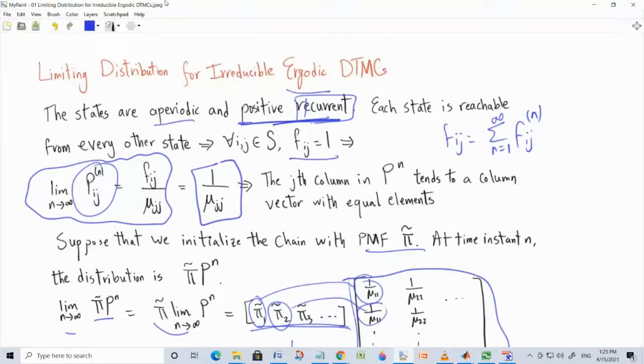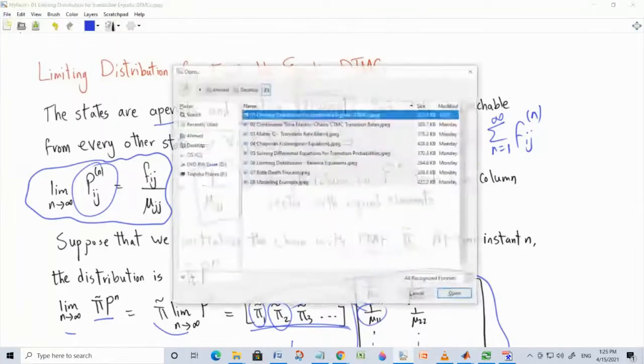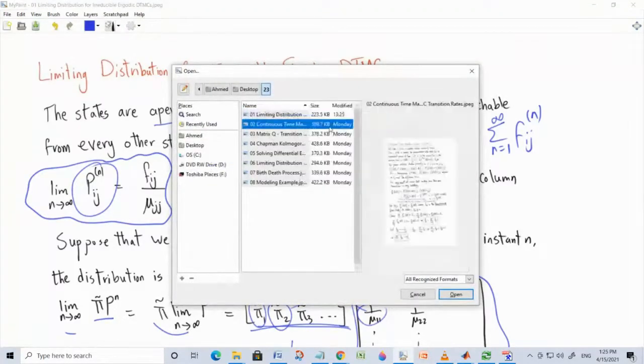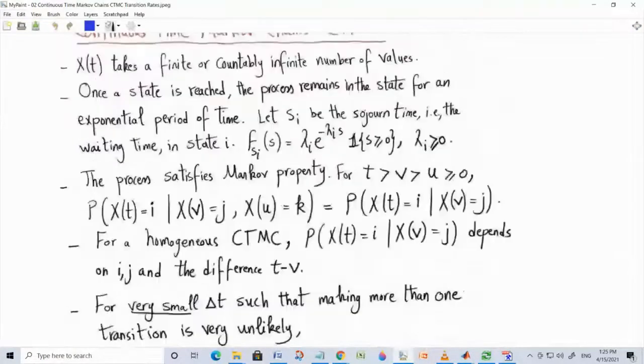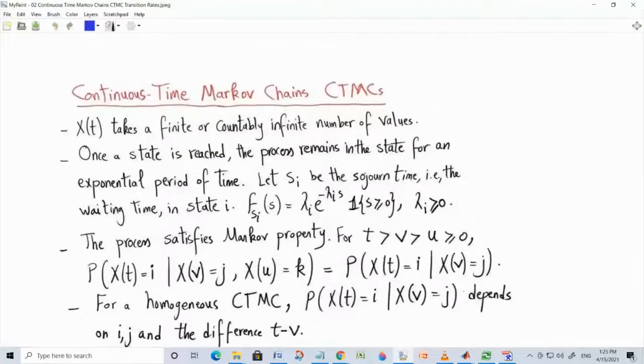Okay, so let's now move to continuous time Markov chains. It will be just this lecture. And actually, we are not done with discrete time Markov chains. We will come back and do some special studies like random walks and stuff like this.